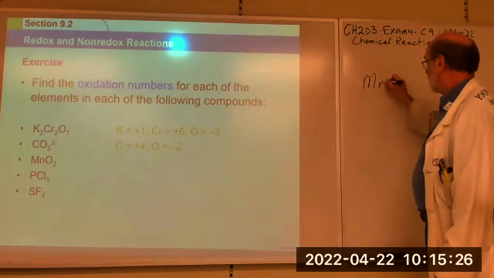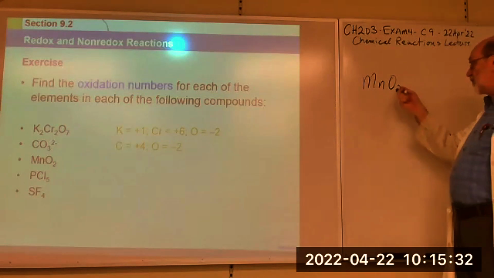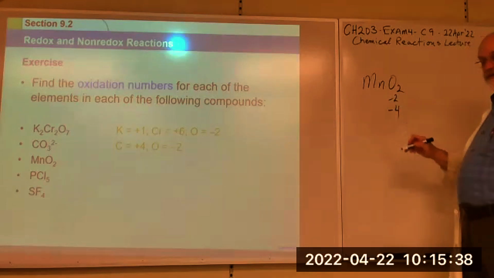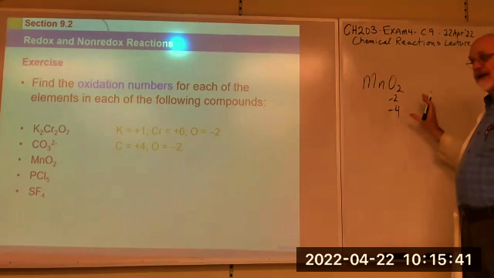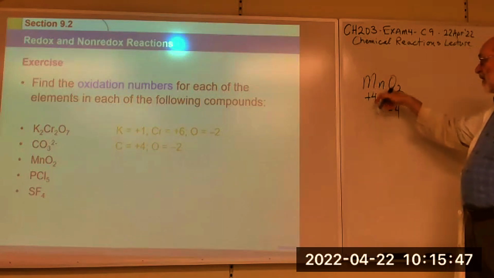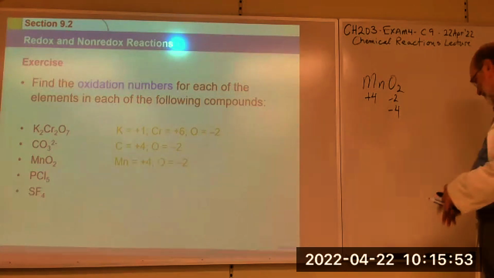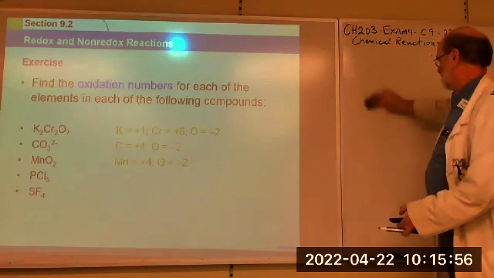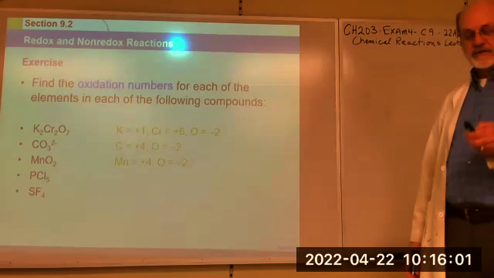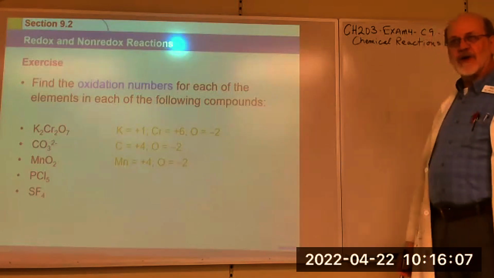Okay, so manganese dioxide. What do we know? We know the rules tell us that oxygen is -2. Times 2 is -4. So -4 is the total negative that we have to balance with positives. That means there's only one manganese, so it has to be a +4. Okay? It's really pretty simple. If you haven't figured out by now, scientists in general are pretty simple-minded people. We don't like complexity unless we absolutely have to.